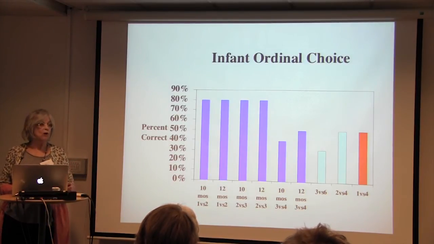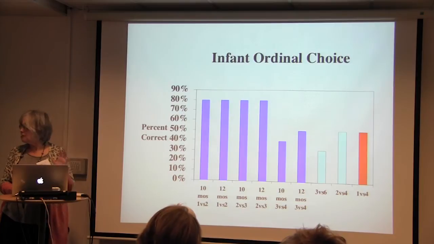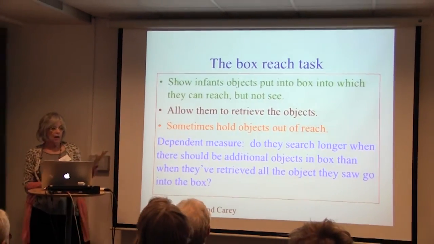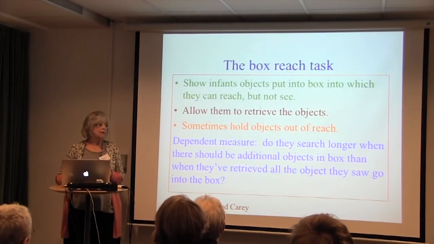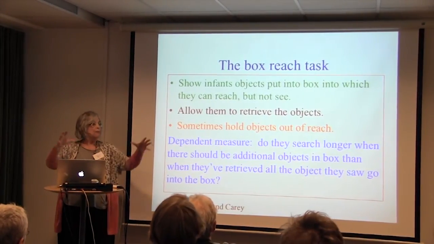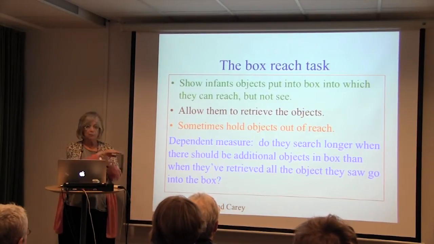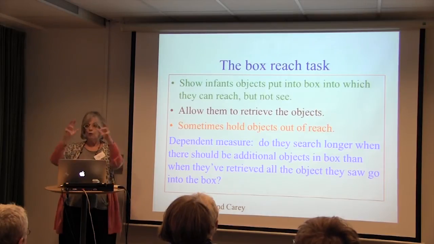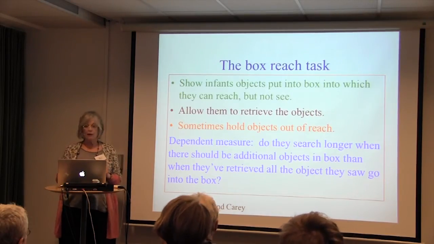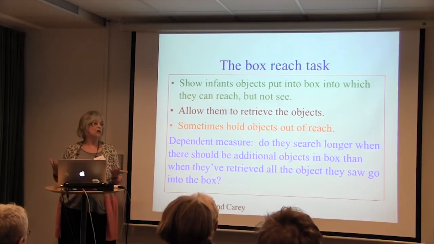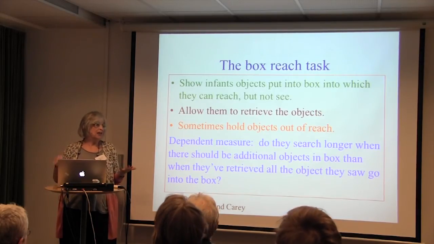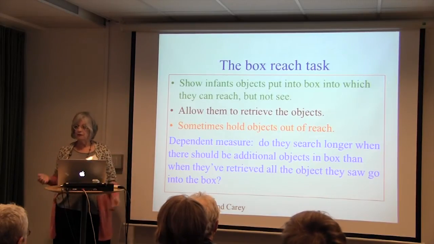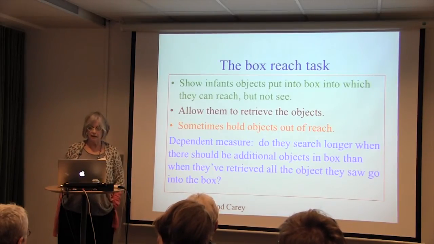Okay, so before we see what system of representation this is, let me show you another piece of convergent data. You show the baby a box into which you can put objects, but the baby can reach into it through a slit, but they can't see. So you show the baby one object, you put it into the box, the baby reaches in and gets that object, and then you measure, do they reach in again? So they've seen one go in, they got one out. If they represented the number of objects in the box, they should be satisfied.